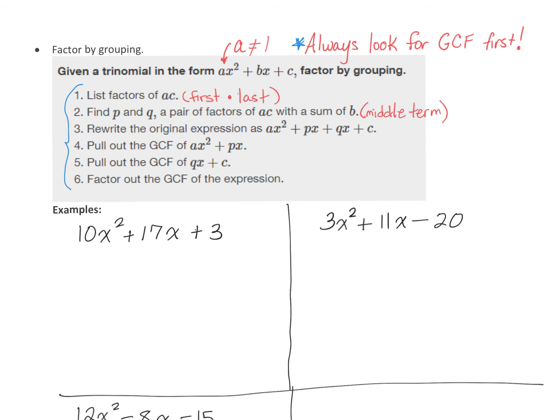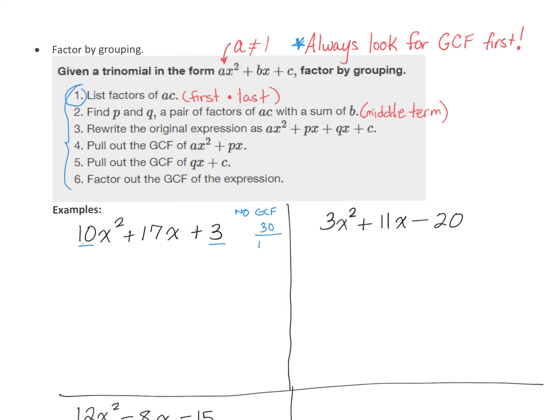So when I look at 10, 2 times 5, and 17, which is prime, and 3, which is prime, there is no GCF. So in this particular case, we don't have to worry about that. What we're going to do is multiply the first times the last. So 10 times 3 is going to give me 30.